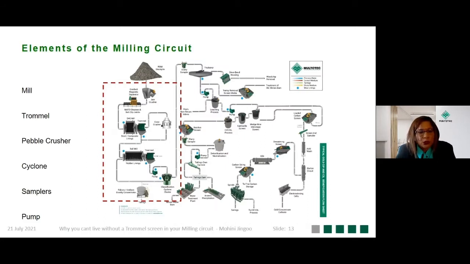Ladies and gentlemen, what you see here is a typical gold flow sheet. There are basically 4 members of the milling circuit. Thus, in this webinar, we are going to discuss the mill. I'm going to do the trommel. My colleague Aaron Specker is going to do the cyclones. And then we've got Aslam who is going to do the pumps.